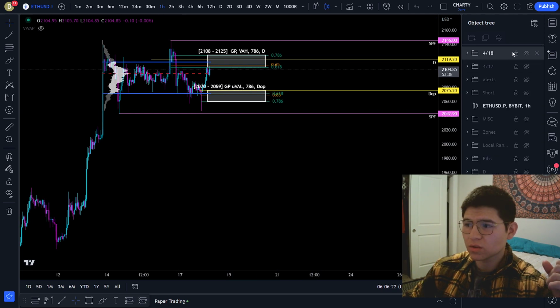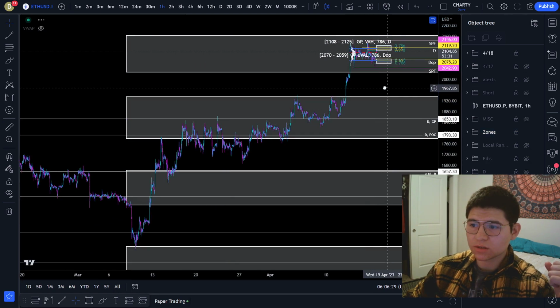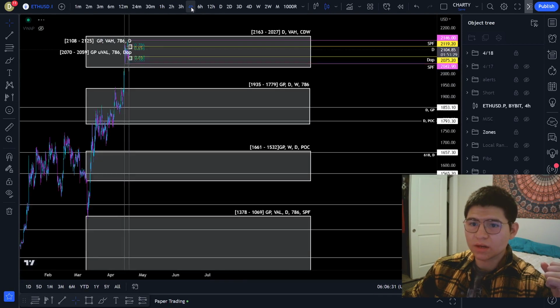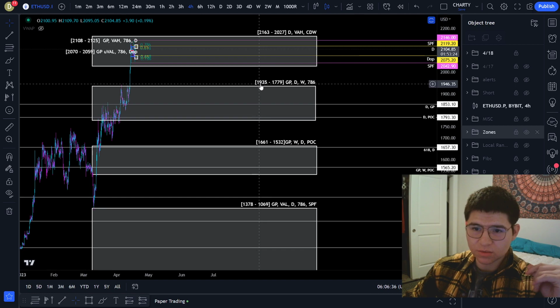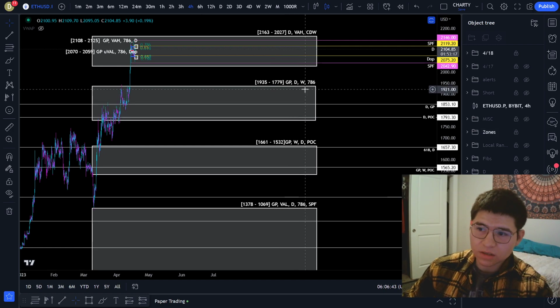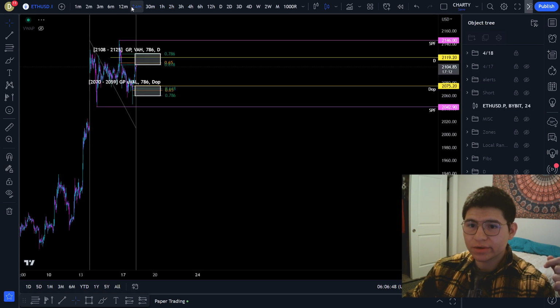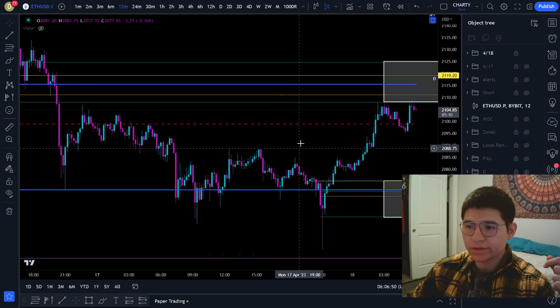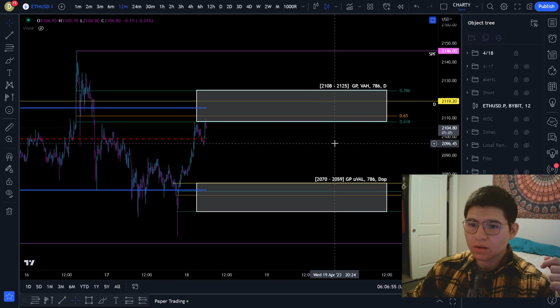If we do get lower downside on Ethereum, I have some other zones that I'm looking at. These are a little bit more macro. The next support I'd be looking at would be somewhere around 1935, 1779 ish, where we have a golden pocket, daily, weekly 786. But until then, we're gonna go back to our little local range. This is it as far as today. This is what we're looking at.